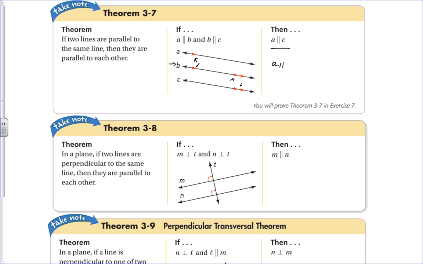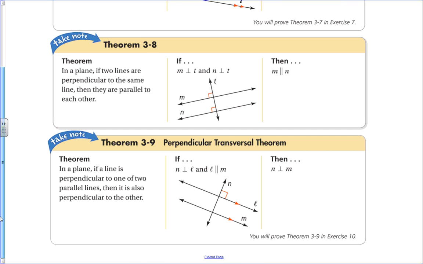If A is parallel to B and B is parallel to C, then you automatically know that A is parallel to C. All right, so just because C is not marked parallel to A, we automatically know it is parallel to A because both A and C are parallel to B. All right, make sure you're writing this stuff down in your notes so you remember it all.